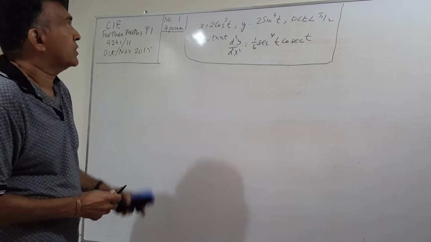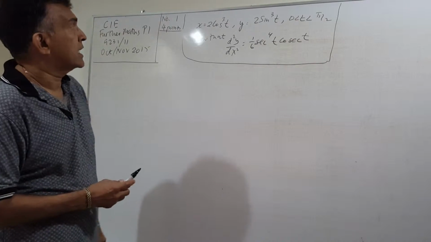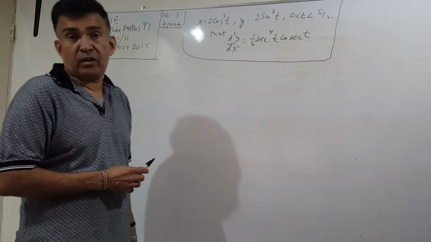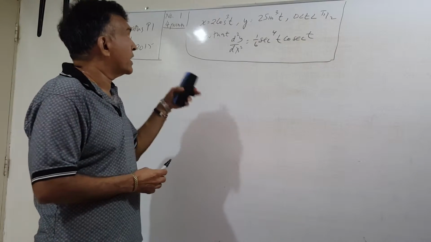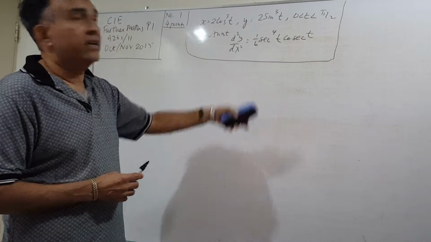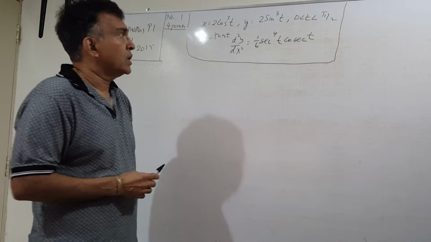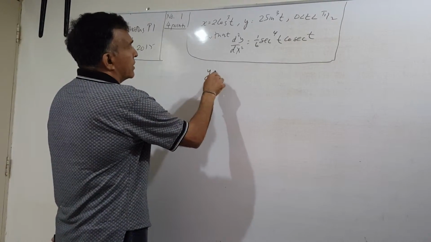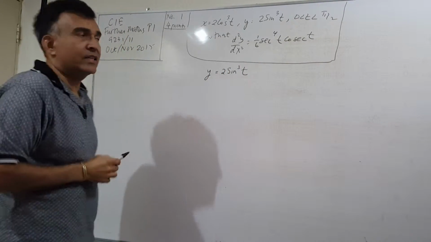So let's start. You're given x equals 2 cos cubed t, y equals 2 sine cubed t, a set of parametric equations. t is between 0 and pi over 2. We have to show that the second order derivative d2y dx squared is 1 over 6 secant to the power 4t cosecant t. So let's start slowly. Let me start with y. y equals 2 sine cubed t.